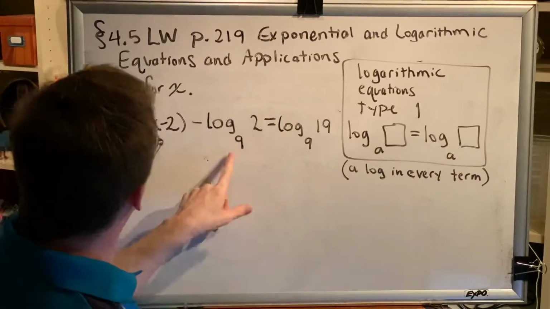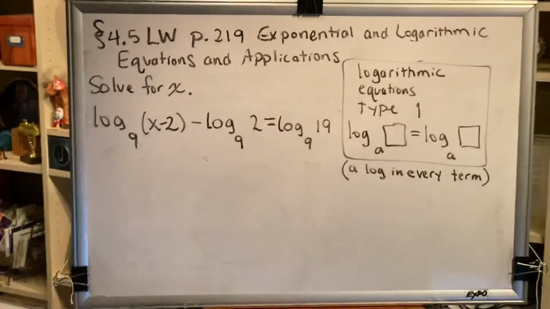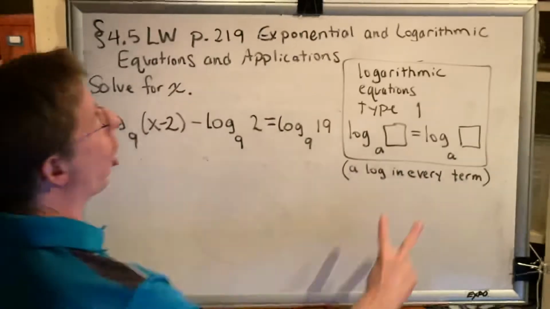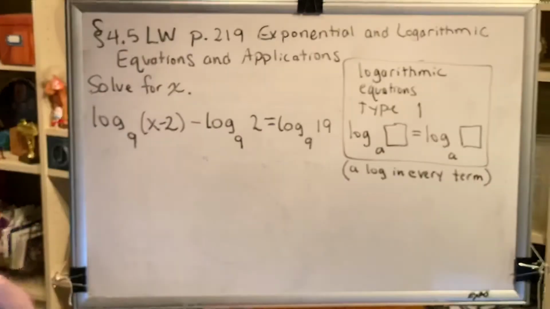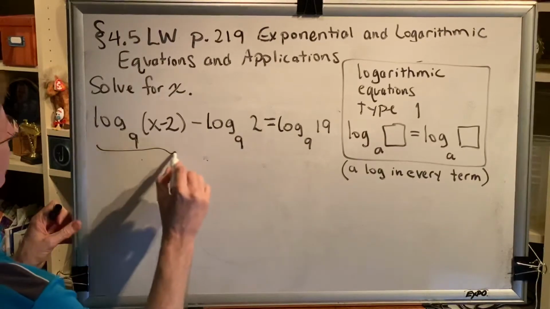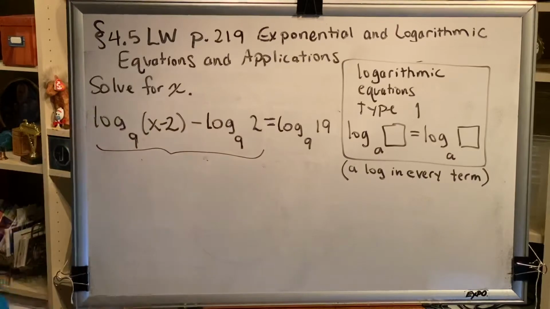Every term is a log, and they all have the same base. That makes this a type 1 problem. My goal is to combine these into a single log. And there are a couple of ways that we can do that. So in this particular problem, I notice that on the left-hand side, I have logs being subtracted with the same base and no numbers in front of the log.